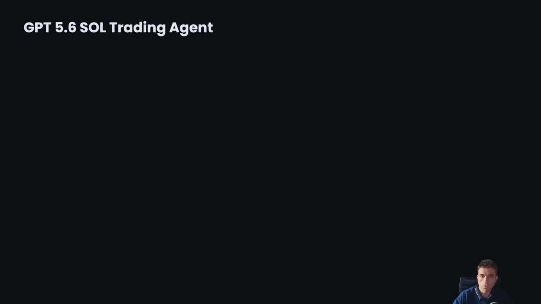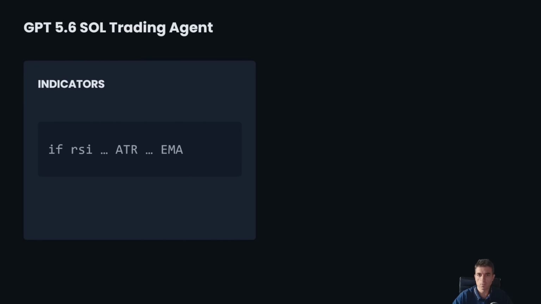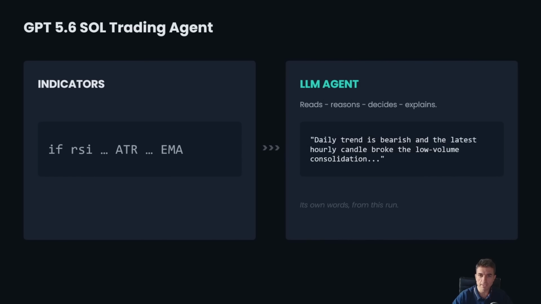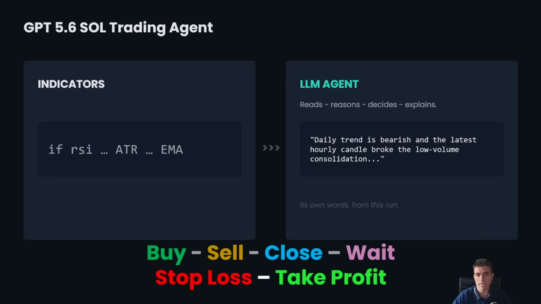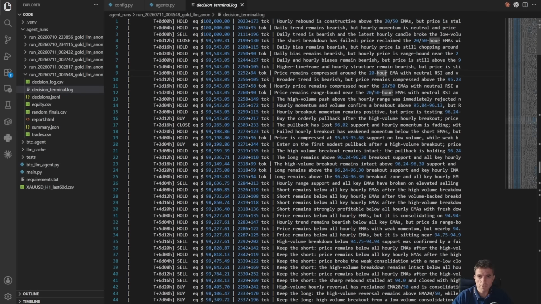A few days ago, OpenAI released GPT 5.6 Sol, its new flagship model. So I gave it a trading account, price level index, with some indicators like the RSI, ATR, and the exponential moving average. Then all was fed into a trading agent that reads the market data and makes its own decisions. Then it chooses whether to buy, sell, close, or wait. It also chooses the stop loss and the profit target. And after every decision, it actually explains why it made that choice.